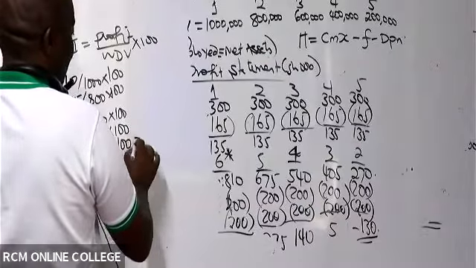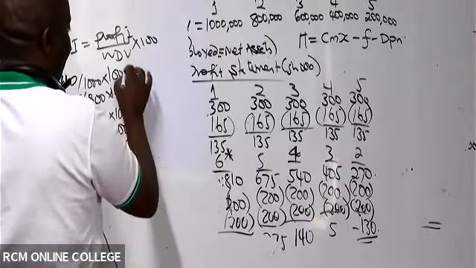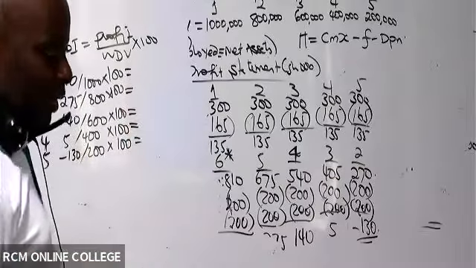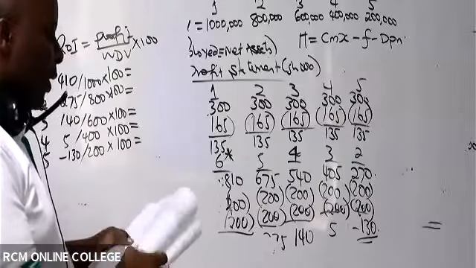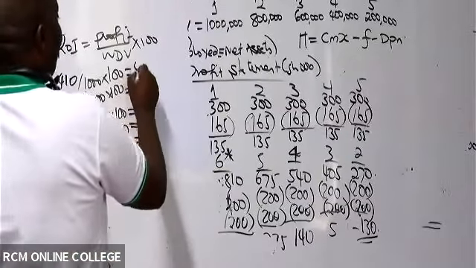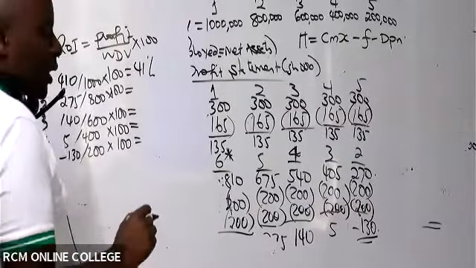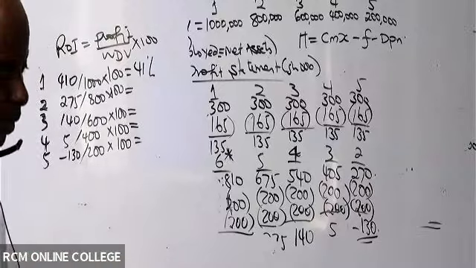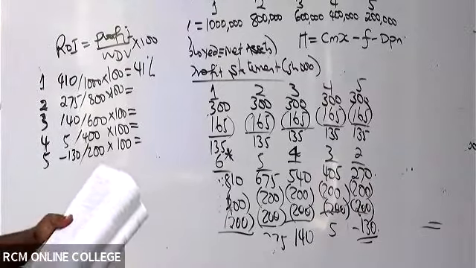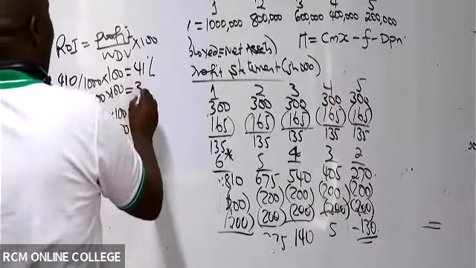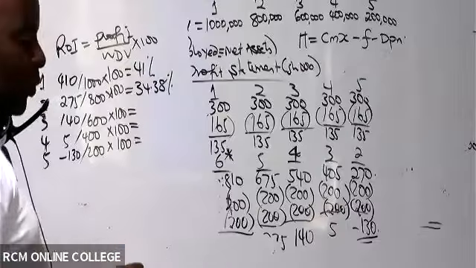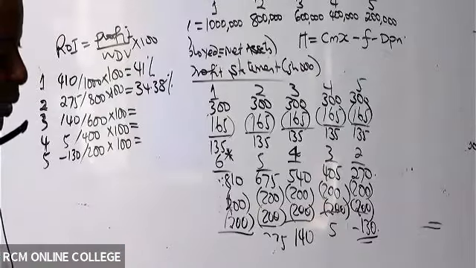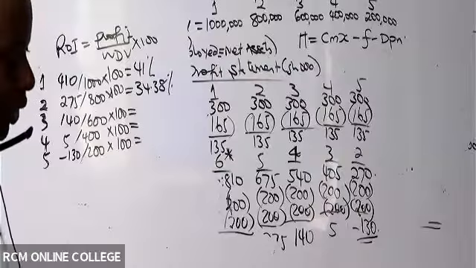So do you have these figures, my good students? Do you have the first figure? I'm being told it is 41%. Thank you so much. The second one is 34.38%, to two decimal places.